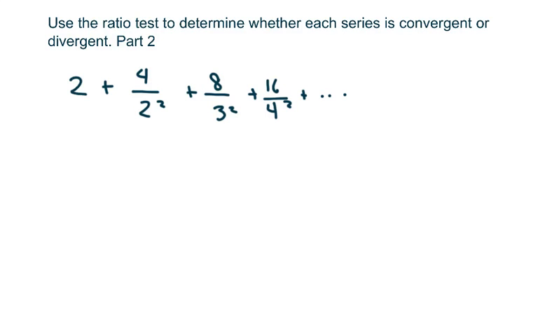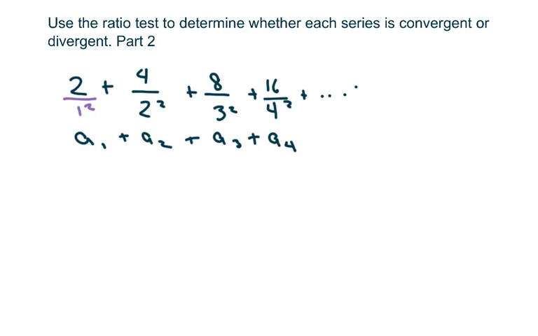Hi everyone, we're going to use the ratio test to determine whether each series is convergent or divergent. This is part 2, and before we get started, let's notice that we have this 2 lead. This is like 2 over 1 squared. So the first thing we want to do is find the nth term. This is your first term plus your second term, your third term, and a sub 4.